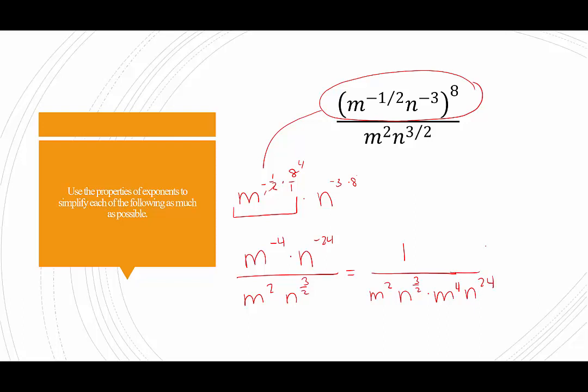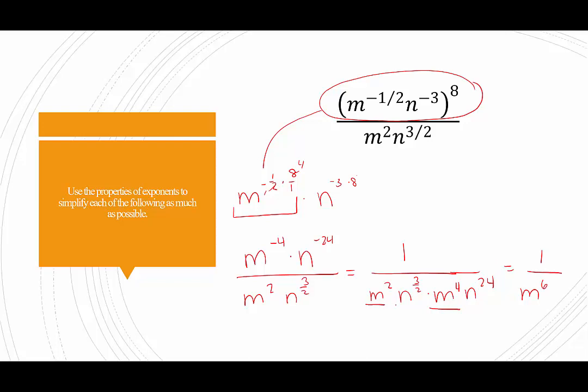Now we're not done yet because we should only have one of each base. I see I have m squared and m to the 4th. So this becomes 1 over m to the, what do we do when it's same base multiplication? We add the exponents. That would give me a total of 6 factors of m in the denominator.